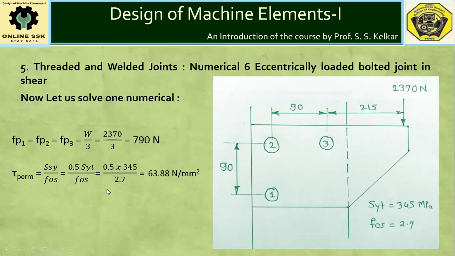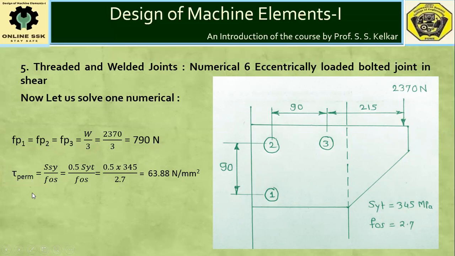Now in this case, three bolts are used. Therefore, primary forces, which will be the same for each of the bolts, will be given by W upon Z, where Z is the number of bolts. In this case, the number of bolts is equal to 3. Therefore, primary forces have a value of 790 Newton.